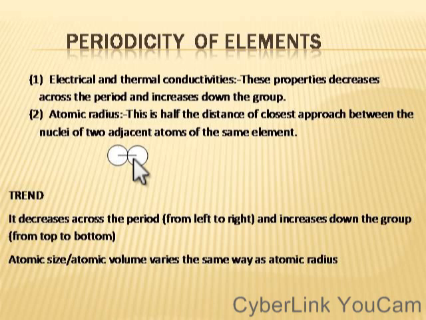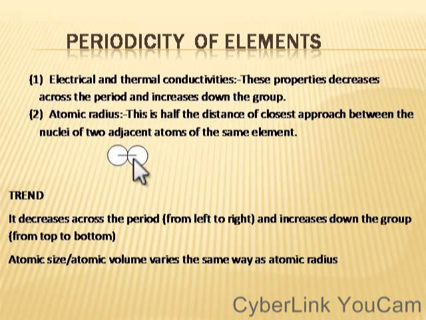Now, this atomic radius depends on the atomic size, and the atomic volume also depends on the atomic size. These three follow the same trend. Now, what is atomic volume? The atomic volume of an element is the relative mass per unit density.